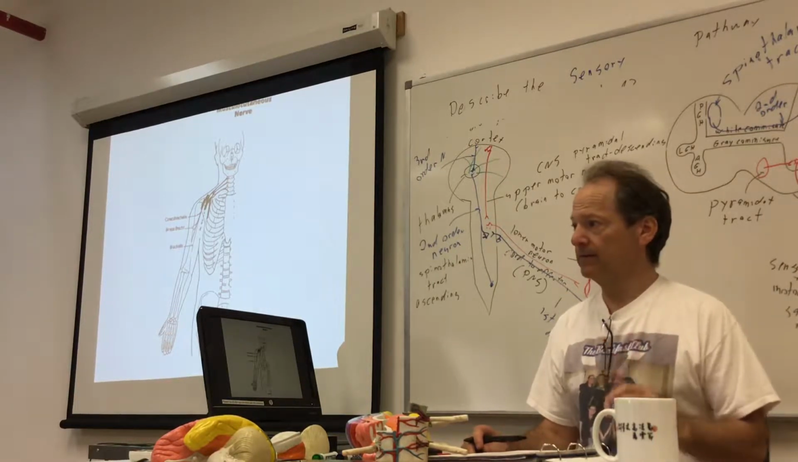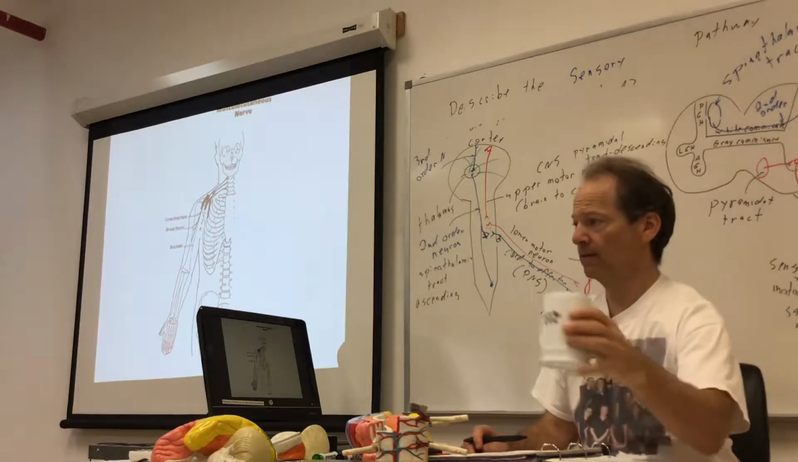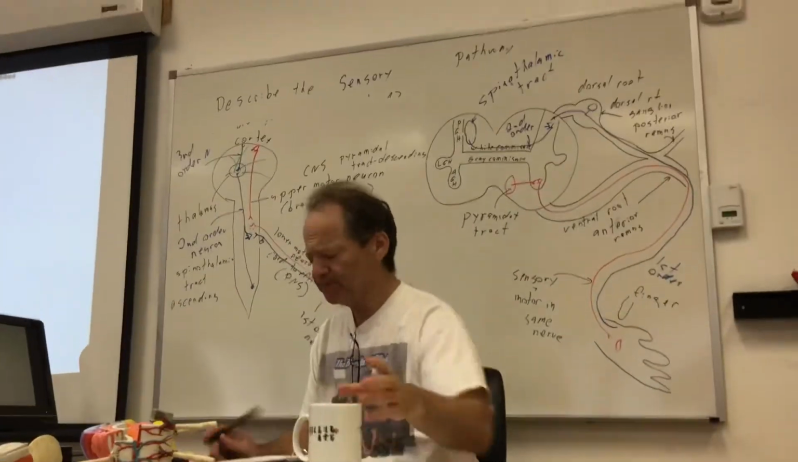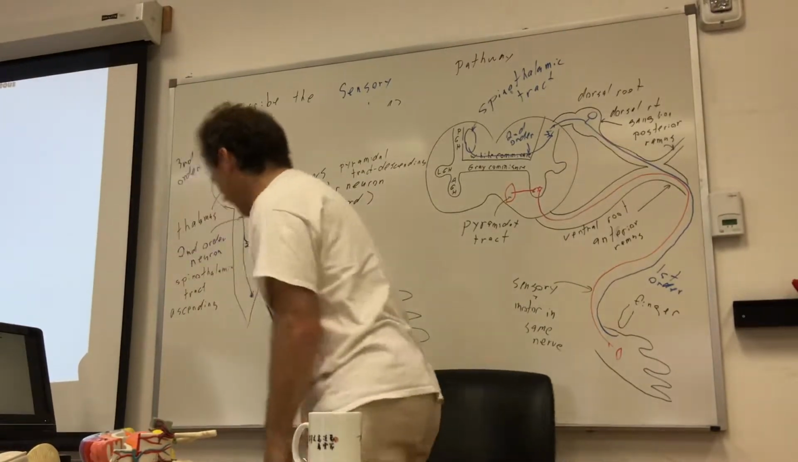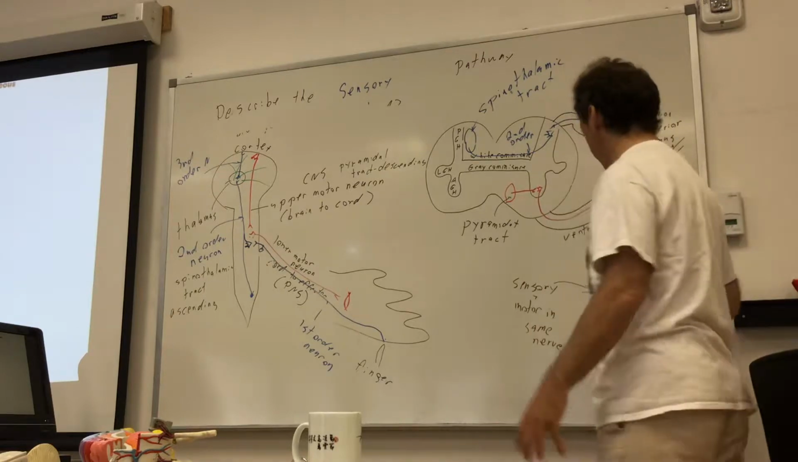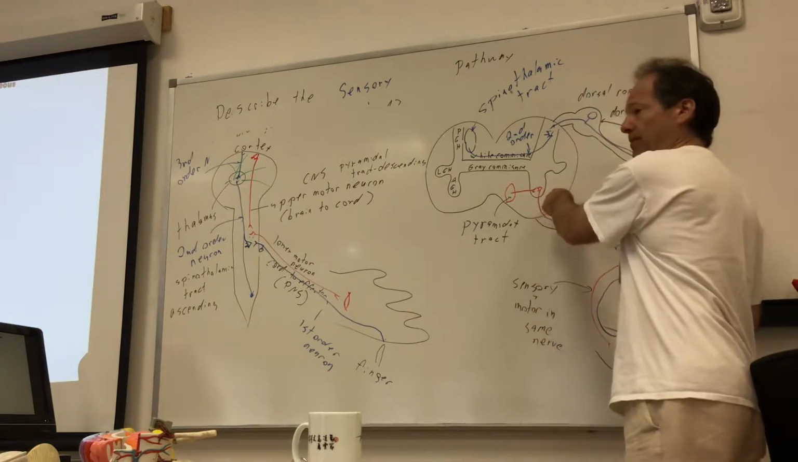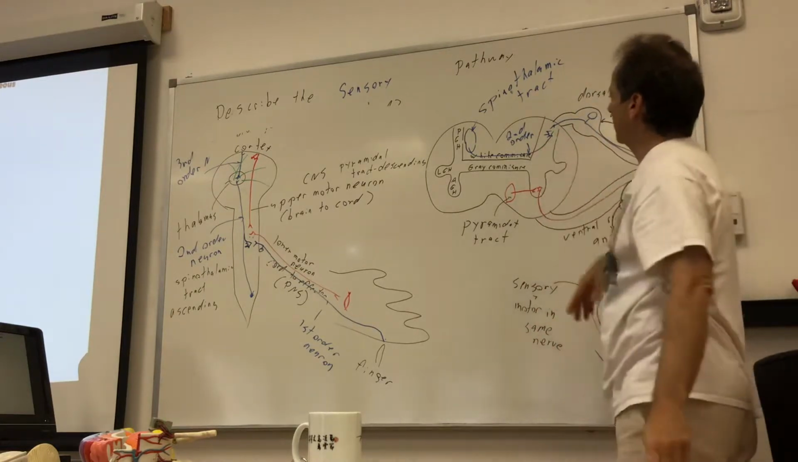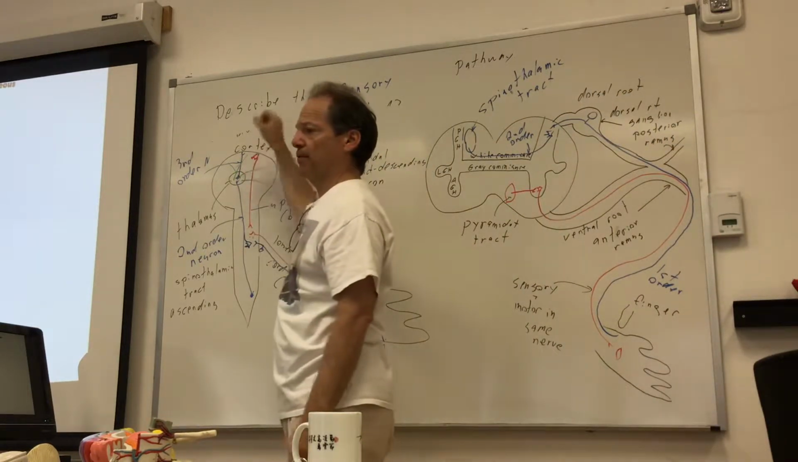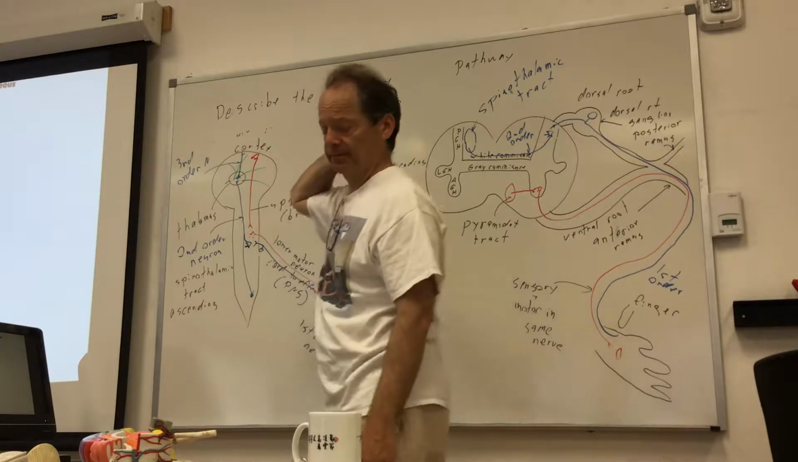Maybe you could go over what's first order, second order, third order? In your sensory pathway, first order is the body to the cord. Second order is cord to brain. And third order is brain to brain.